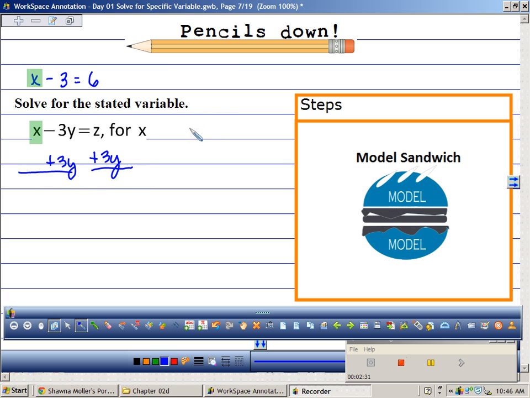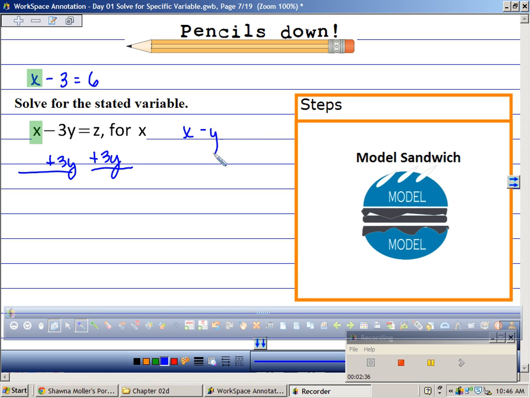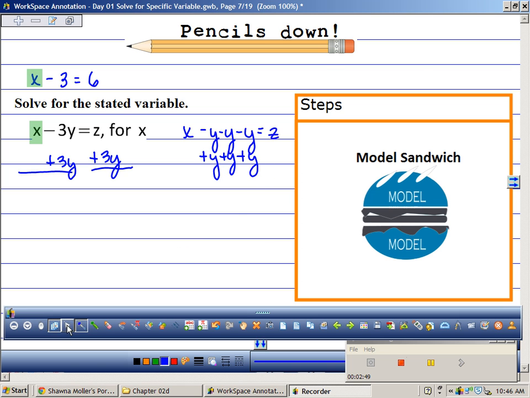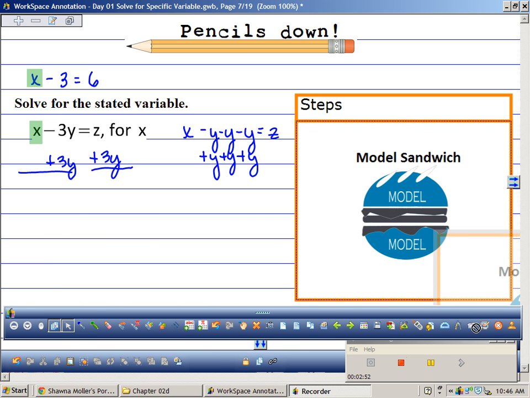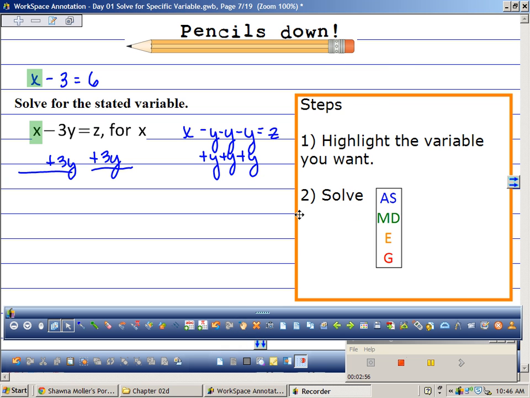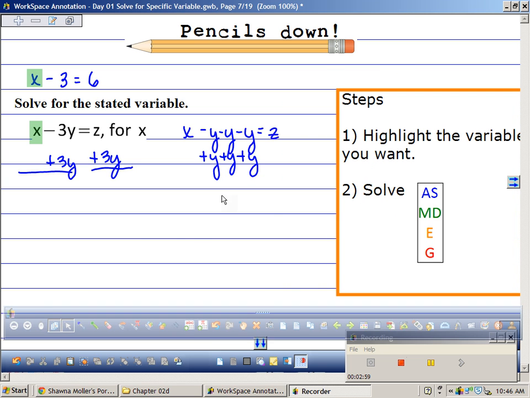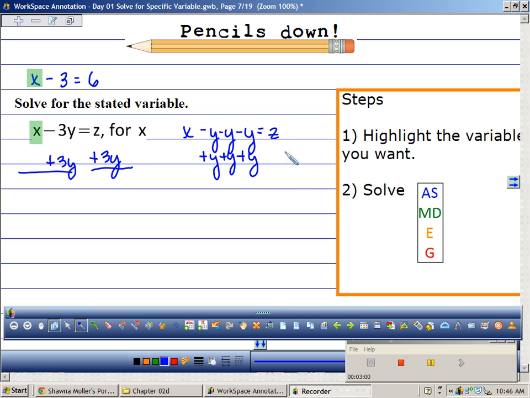I'm going to do this pictorially as well. How would I get rid of 3 negative y's? I would add 3 y's. Let's move this too. Just get rid of my, move this over here. Did I do the same thing to both sides? Do you see how this is the same thing as this? No?